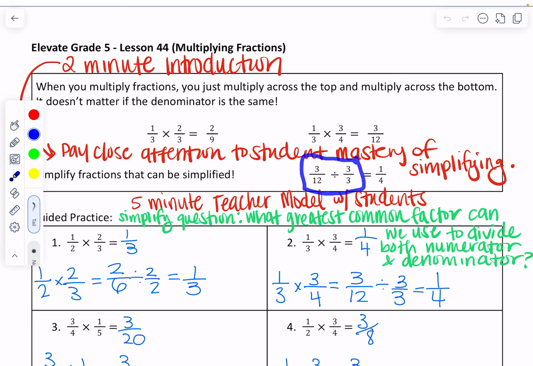We are going to divide both the numerator and the denominator by 3. We know that when we divide both the numerator and the denominator by the same digit, the value does not change, but we are creating an equivalent fraction. So 3 divided by 3 is 1, and then 12 divided by 3 is 4. So this fraction is indeed simplified.